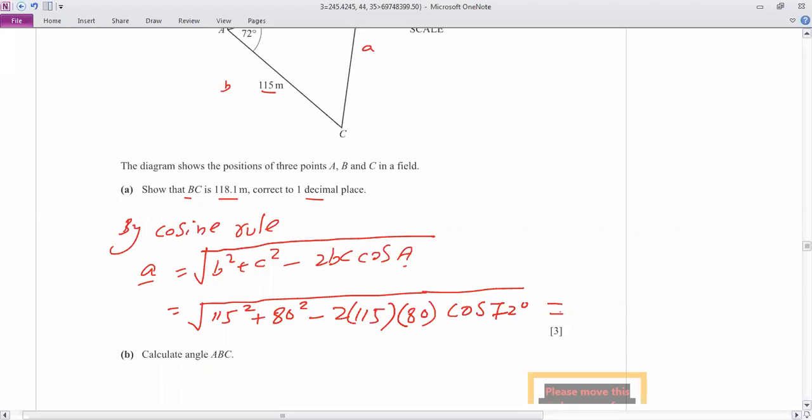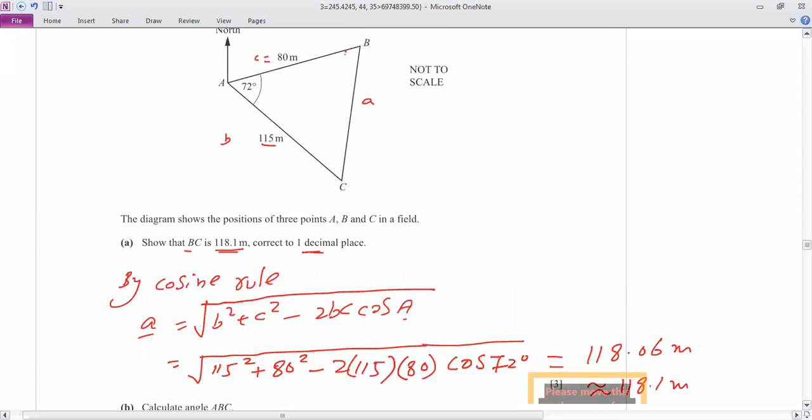Can you please calculate with the calculator? Sir, it is 118.06 meters. So we have to round to 1 decimal place. So rounding to 1 decimal place will be 118.1 meter. And look, this was asked to prove. That we proved. And then part B is calculate the angle ABC. Mean angle B. This angle we have to find.